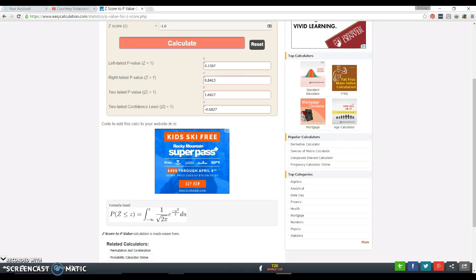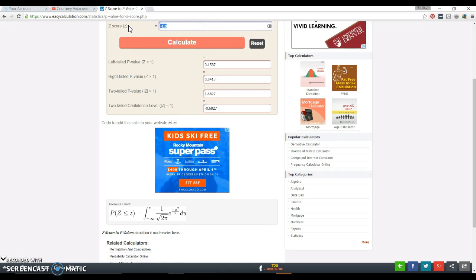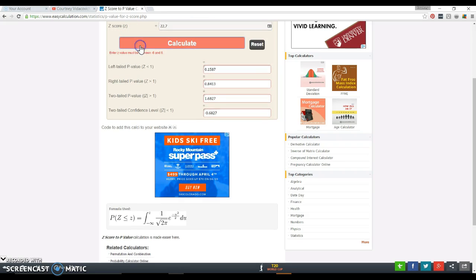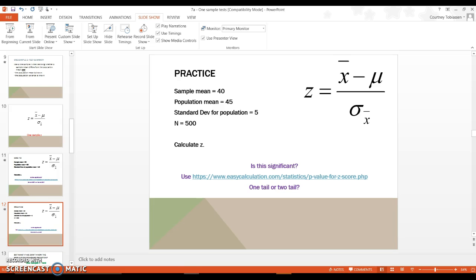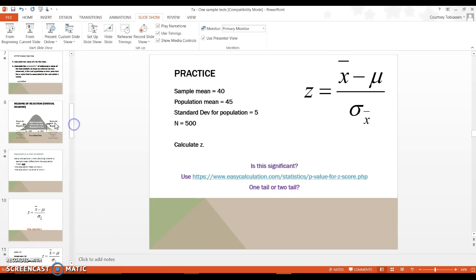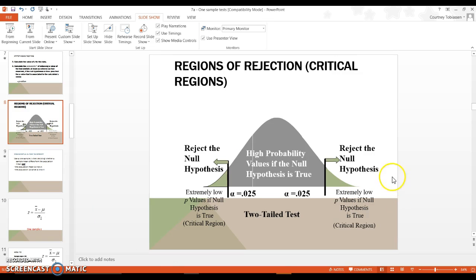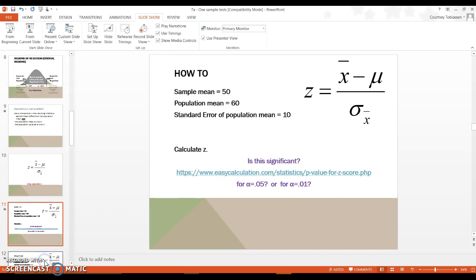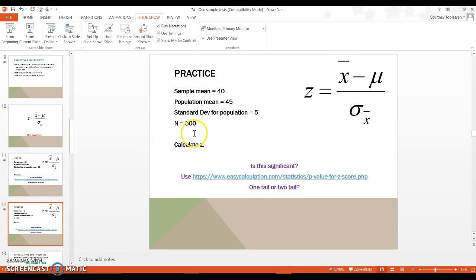So I'm going to go back to my calculator and I'm going to put in 22.7. It is telling me that it cannot find a value. So the z must be between 6 and -6, because in this case our value is so far over here in the tail that it's essentially 0, meaning we have a very significant value. So the z-score here is significant, so I'm going to reject the null and say that there is a significant difference between sample mean and population mean.